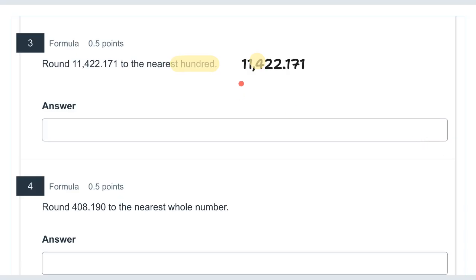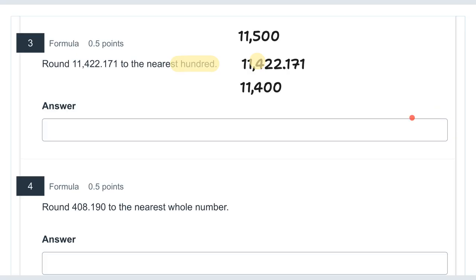Now, when this is to the left of the decimal point, when I go to put the number in there, I cannot just put 11,4. I need 2 zeros as a placeholder to show that it is 11,400. Then I increase to the next higher hundred, so that's 11,500. Notice that the digit in the place value to which we are rounding is the one that is changing.